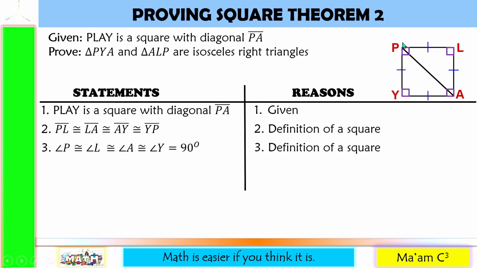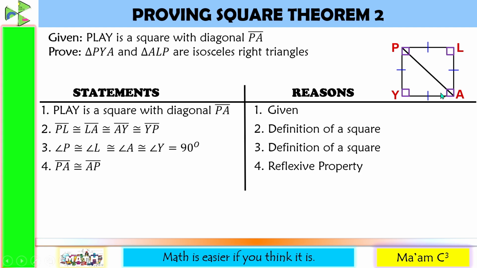So if I am going to analyze our figure here, we have two sides that are congruent and a right angle. So the two sides and the right angle here make an isosceles right triangle. So to form one isosceles right triangle, it means that diagonal PA is congruent with diagonal AP. And that is because of the reflexive property.